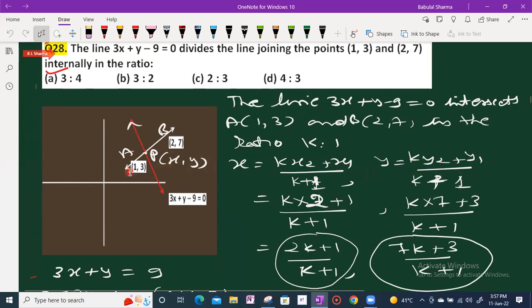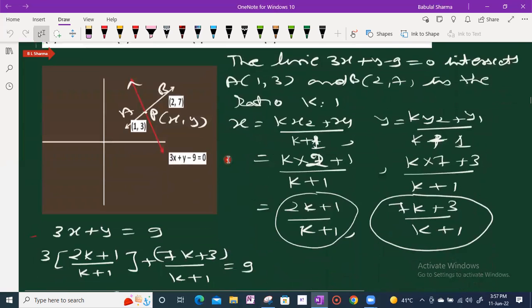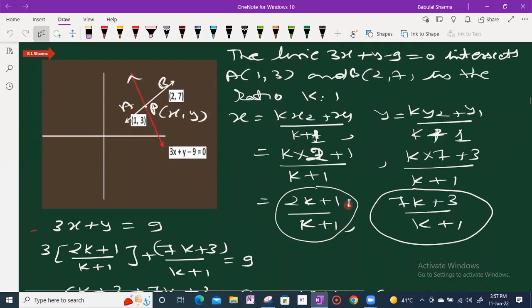यहाँ पे देखिए x1 की जगह 1 पुट करिए, y1 की जगह 3 पुट करिए, x2 की जगह 2 पुट करिए, और y2 की जगह 7 पुट करिए. We get x is equal to (2k plus 1) upon (k plus 1), and y is given by (7k plus 3) upon (k plus 1).